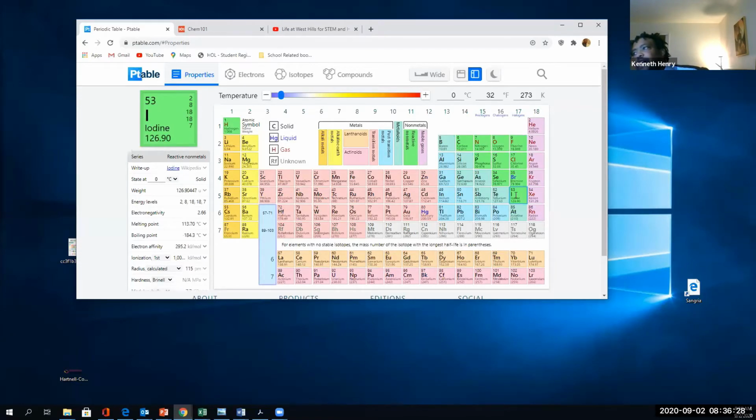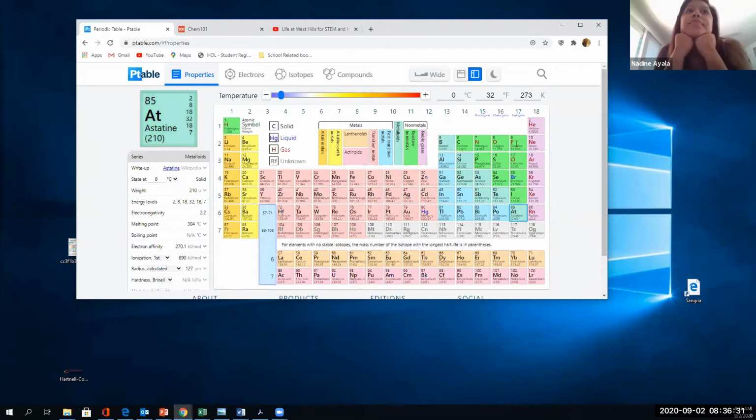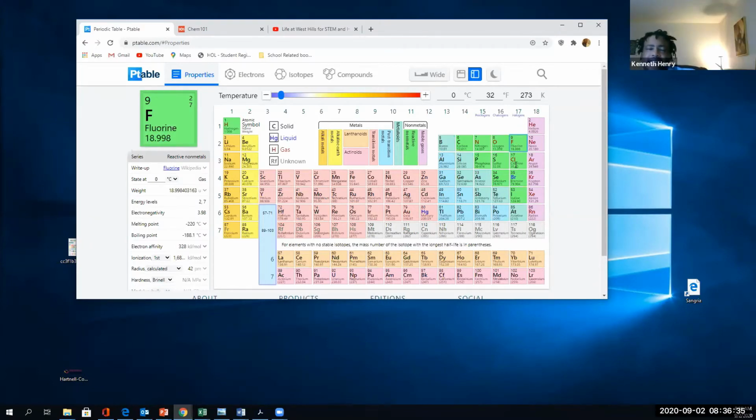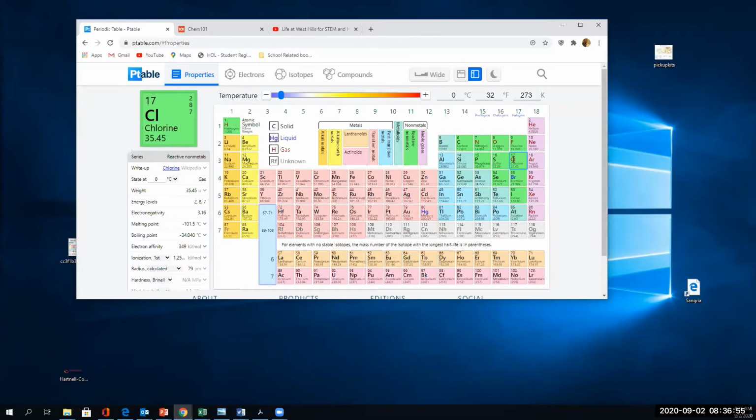So these guys here, this is the 17th column. These guys are called halogens. So the halogens, they're 1 away from being a noble gas. So they're always going to want to get that 1 electron, right? So if they form an ion, what charge will they always have? Negative. Okay. Piece of cake? Yes.